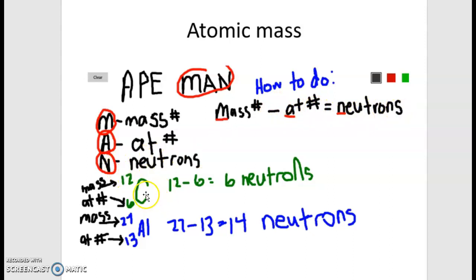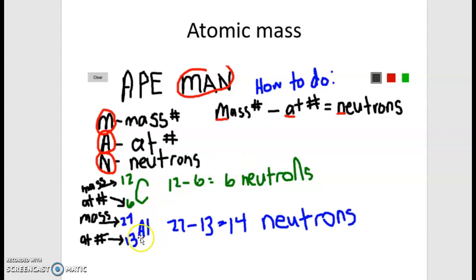So here's your examples. You've got carbon. The mass number is always written in the upper left. So the mass number for carbon is 12. The atomic number is 6. So if you want to find the number of neutrons, you just do MAN. Mass number 12 minus atomic number 6. You have 6 neutrons in carbon.